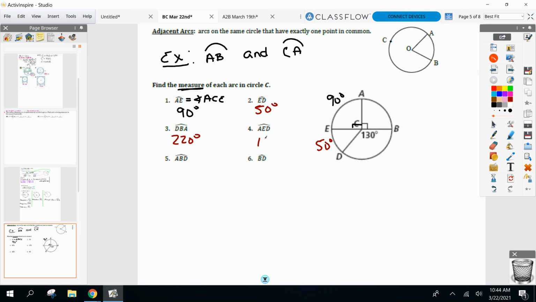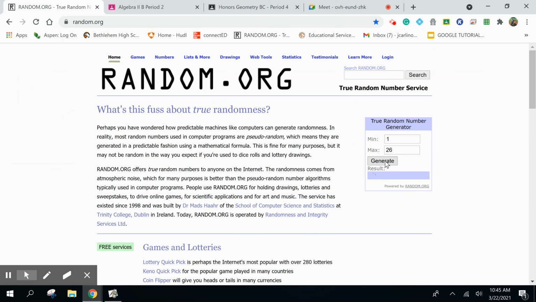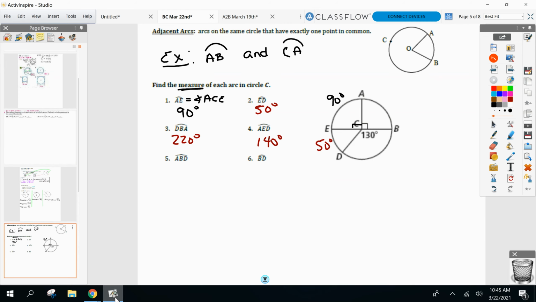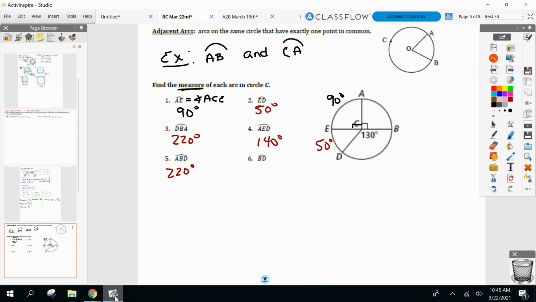140. Yep. I don't know if anybody noticed a relationship between number 5 and another arc I've already asked for. Emily. ABD. 220. Same arc in number 3, right, guys? I just called it something different. Same arc. And then finally, BD, which I probably should have asked first because that was given to you. Anthony, what do you got over there? 130. Yep.